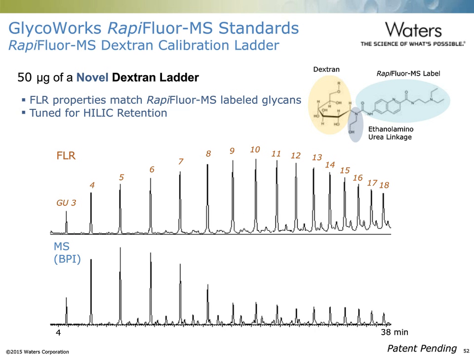Moreover, the ethanolamine side chain on the linkage tunes the HILIC retention of the dextran to desirable levels for GU value generation. With this novel dextran ladder, the enhanced sensitivity afforded by rapiflorimus labeling can now be paired with GU values for extremely robust glycan characterization and assignment.